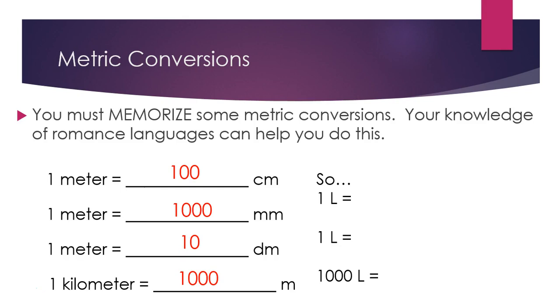All right, so these prefixes, centi, milli, deci, and kilo, can actually be used on any metric unit. Here we use them with meters, but if we wanted to do it with liters, it's the same thing. 1 liter would be equal to 1,000 milliliters. 1 liter would also be equal to 10 deciliters, and 1,000 liters would be called a kiloliter.